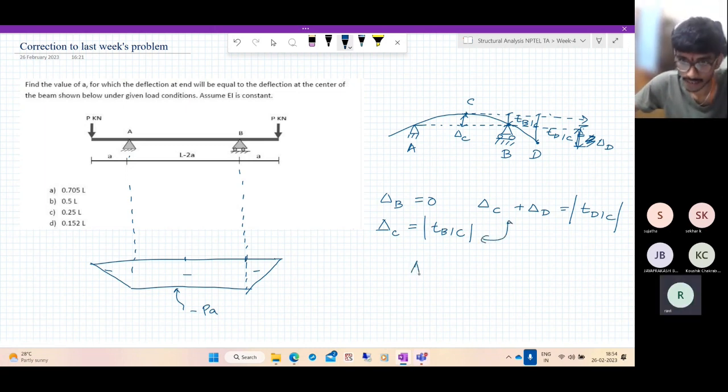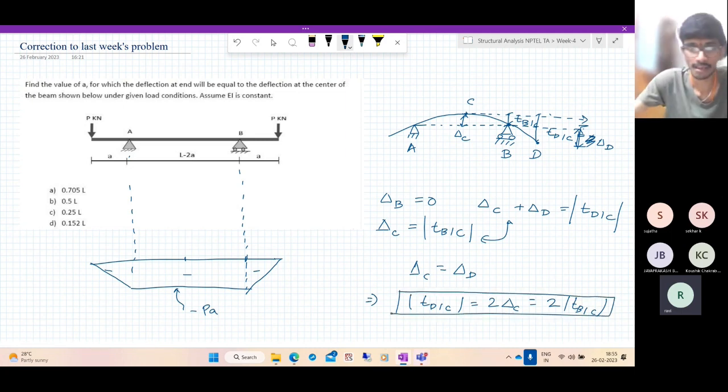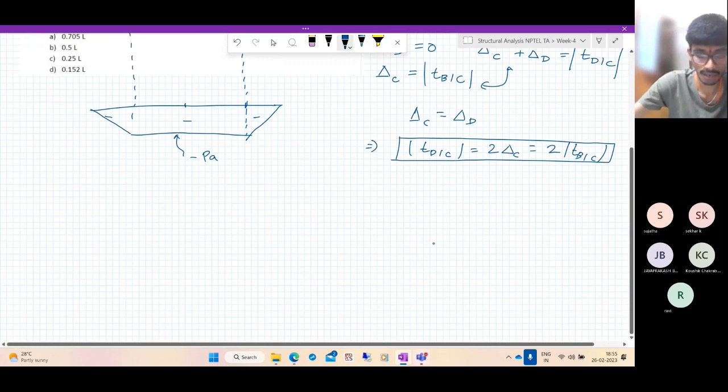What do we get? We want to see at what A delta C is equal to delta D, which means mod of TD with respect to C is 2 delta C, which is nothing but 2 times mod of TB with respect to C. So this is the condition we have. TD with respect to C is 2 times TB with respect to C. Let us see, first of all, what TD with respect to C is.